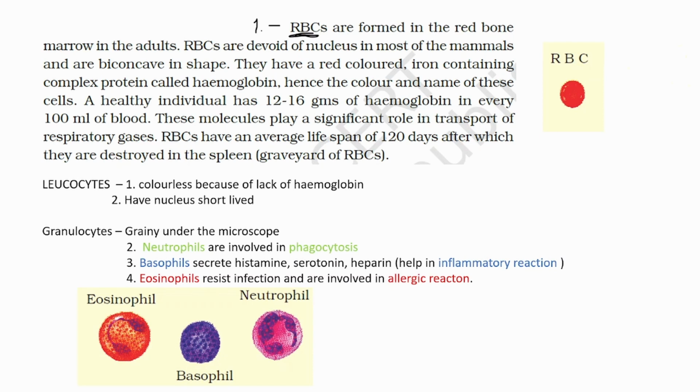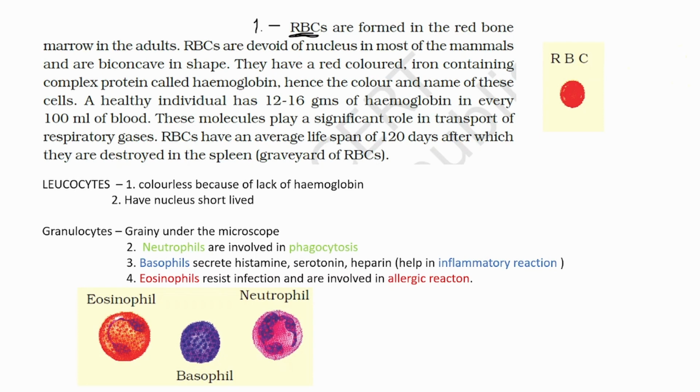And next, one more fact that is given in NCERT is that the lifespan of RBC is 120 days. So the only 2 points that are worth remembering is 12 to 16 gram of hemoglobin present in 100 ml of blood, and lifespan of RBC, which is 120 days. Next, coming to WBCs, these are leukocytes, and they lack hemoglobin, and they have a short-lived nucleus.